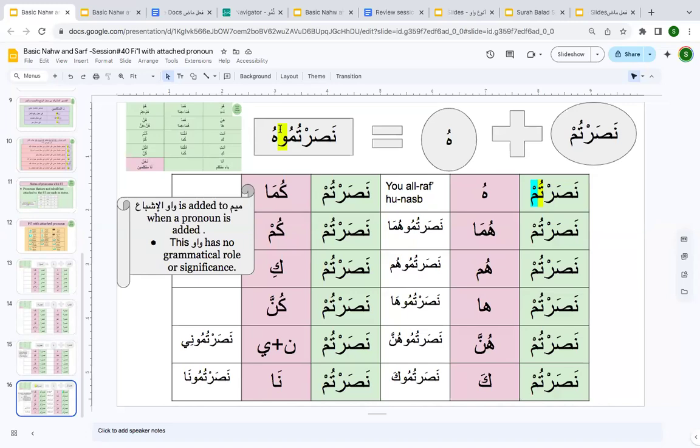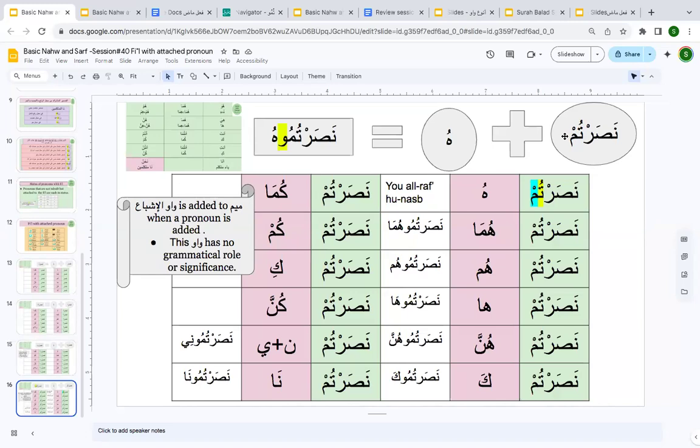significance. It is there only to ease the pronunciation. It is there for the ease of pronunciation and it is called vowel ishba. Where do you expect to see this vowel? This vowel is added after mimul jama, meme for masculine plural. So the place of this vowel is after mimul jama.